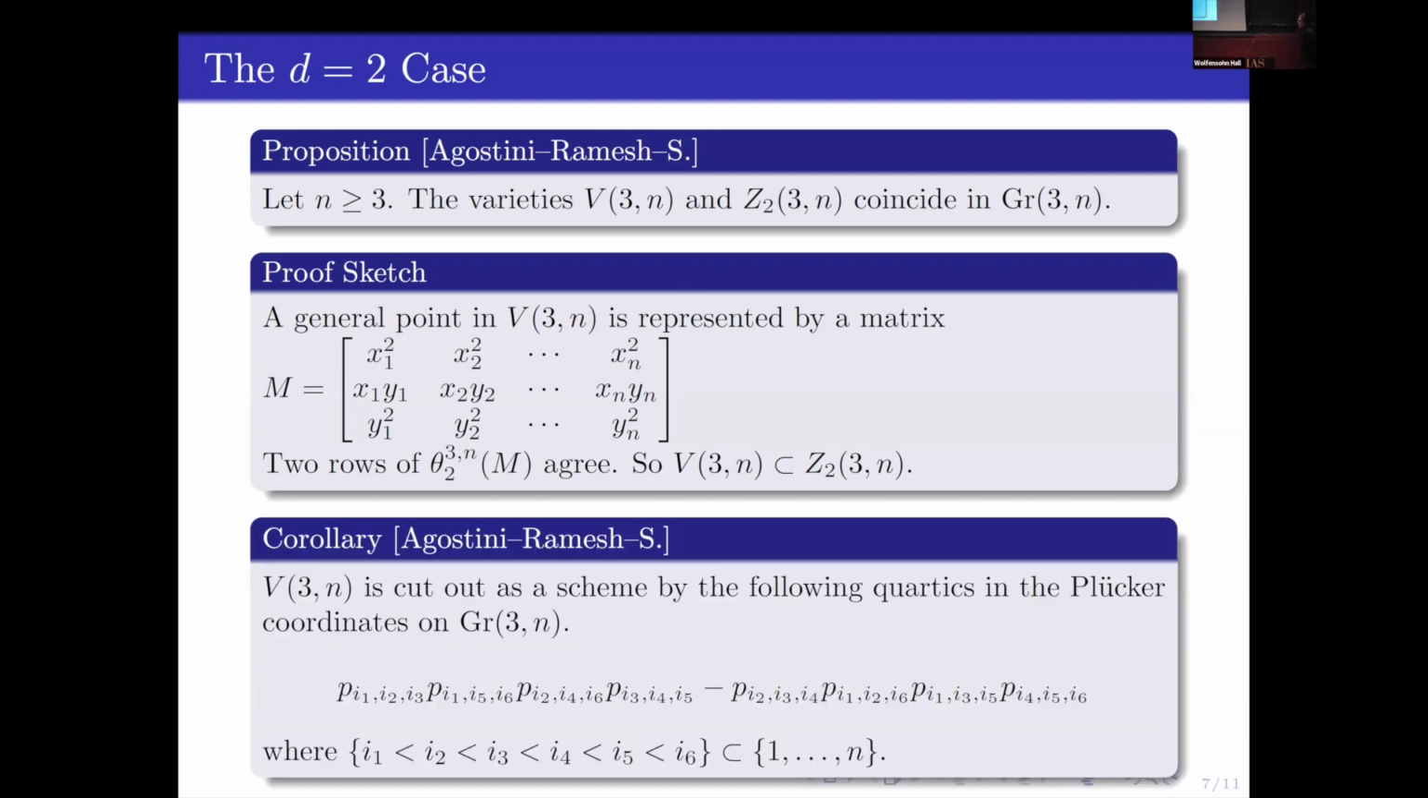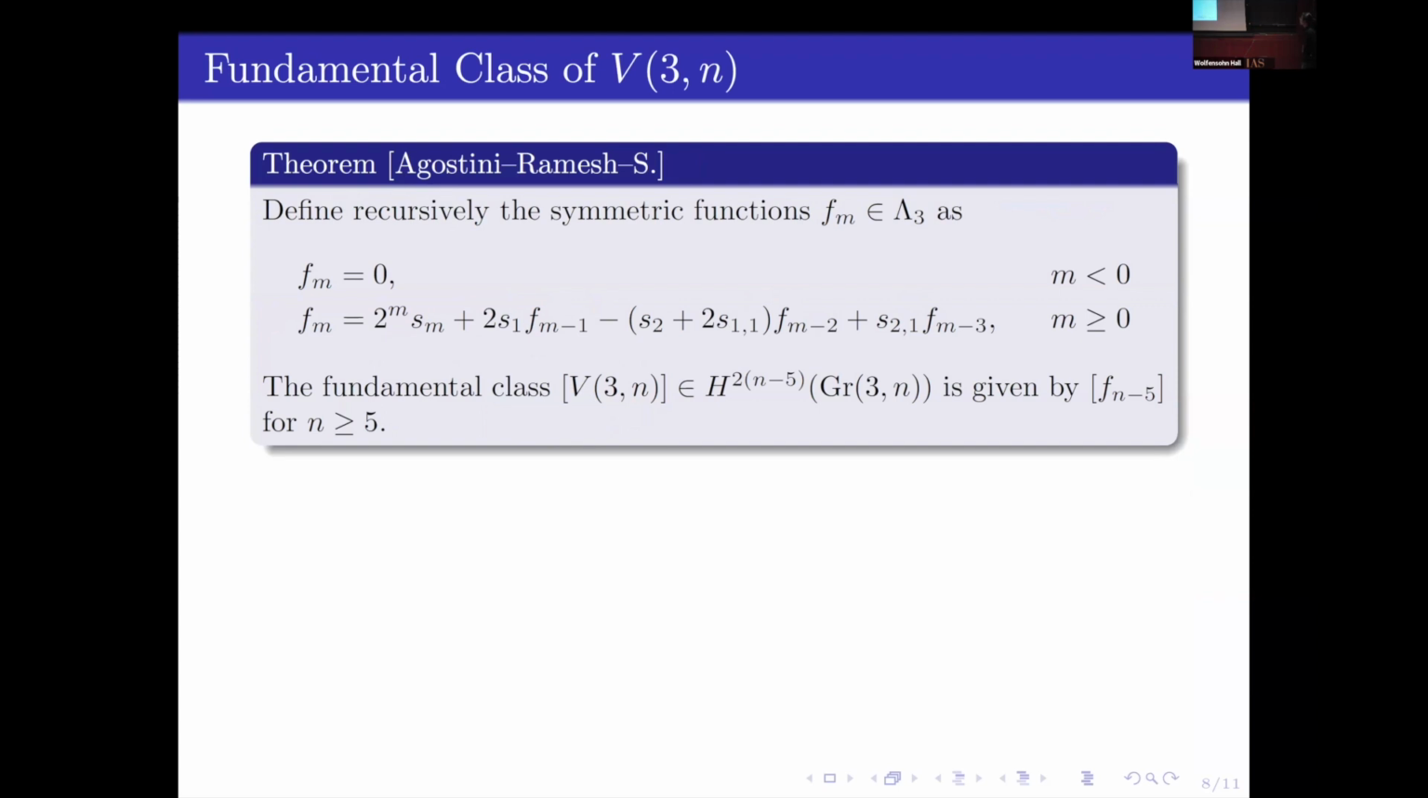And as a corollary, we know exactly what the homogeneous ideal in the Plücker coordinates will cut out: the ABCT variety as a scheme. And finally, let me discuss the computation of the fundamental classes of V3n. So we have this recursive formula giving a sequence of symmetric functions in 3 variables. And the claim is that those symmetric functions will give the fundamental classes of V3n up to a shift.